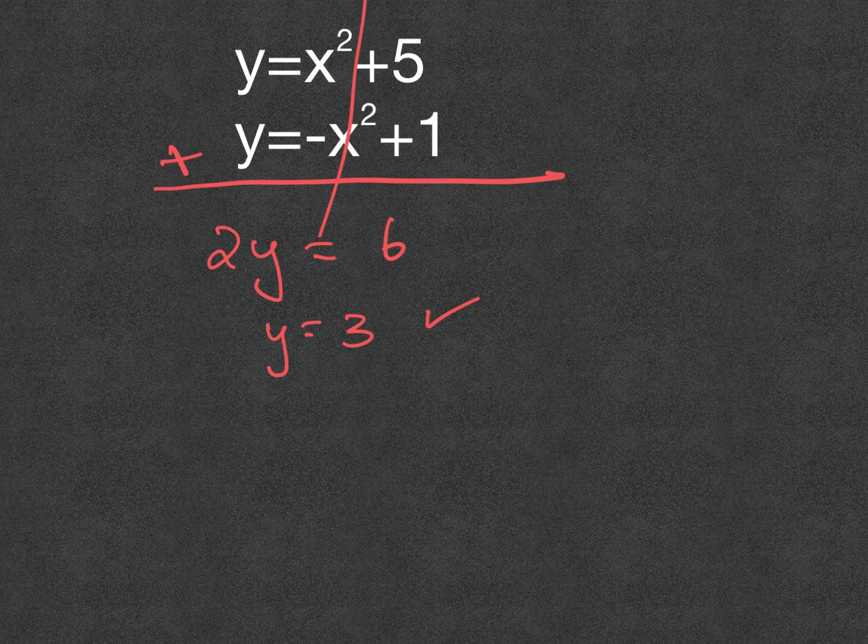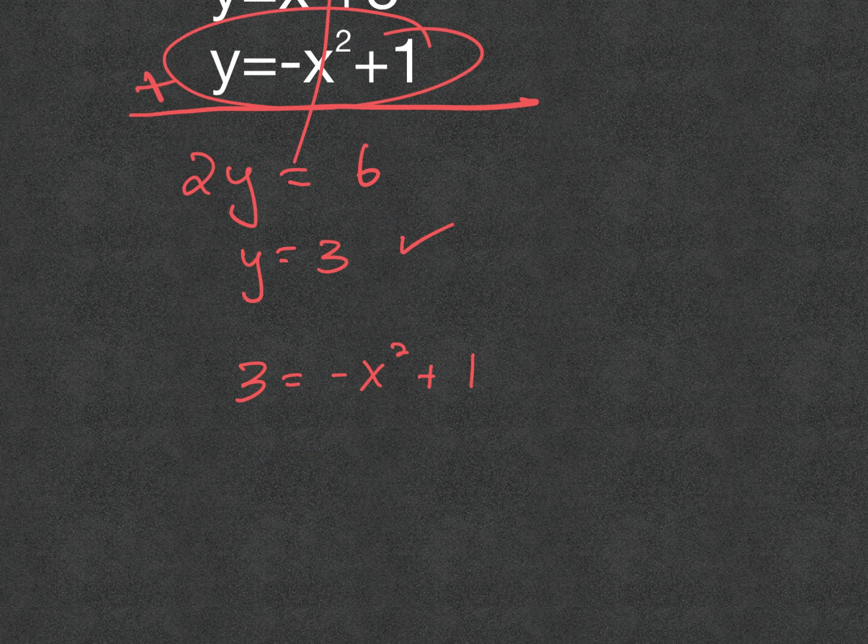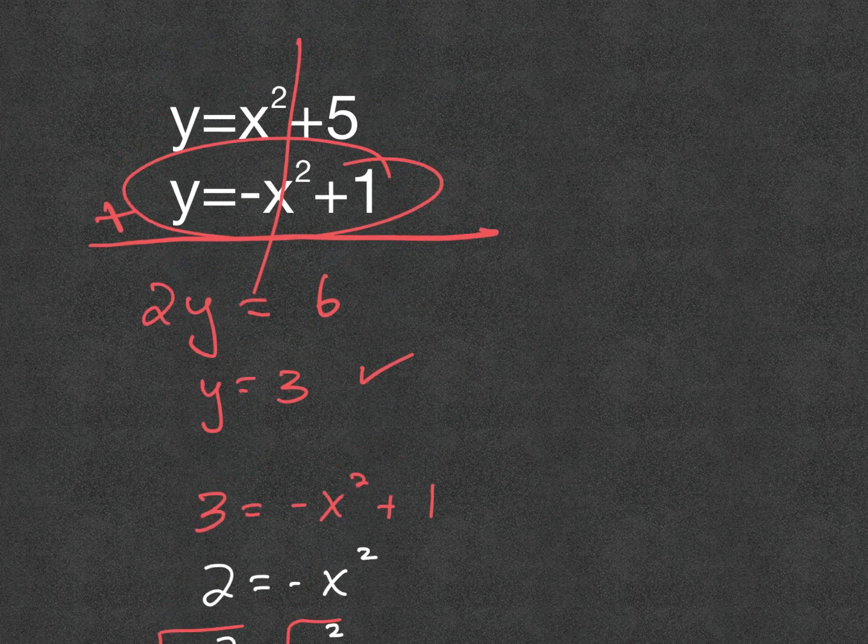Now, if that's the case, we're going to plug it into one of the equations. How about we plug it into the second equation? 3 is equal to negative x squared plus 1. Okay. Now, I'm going to subtract 1 from both sides. That's the same thing as saying 2 is equal to negative x squared. That's also negative 2 is equal to x squared. Oh, no. Because if we square root to get rid of the square, we can't square a negative number.